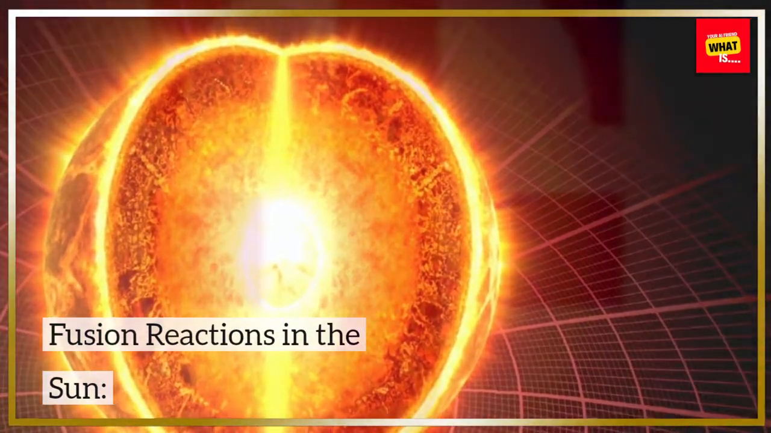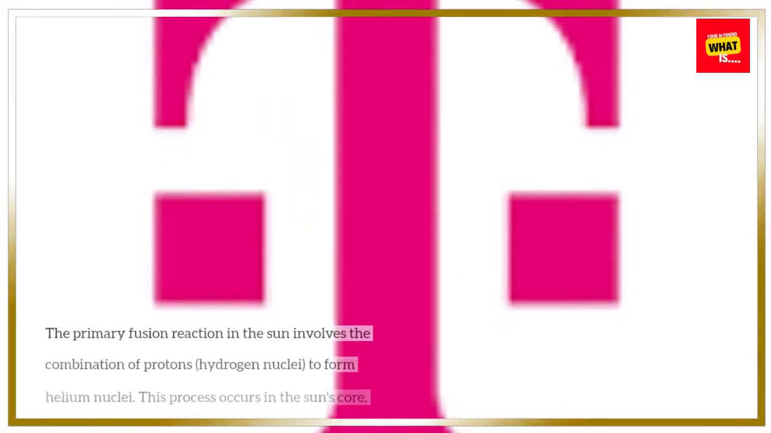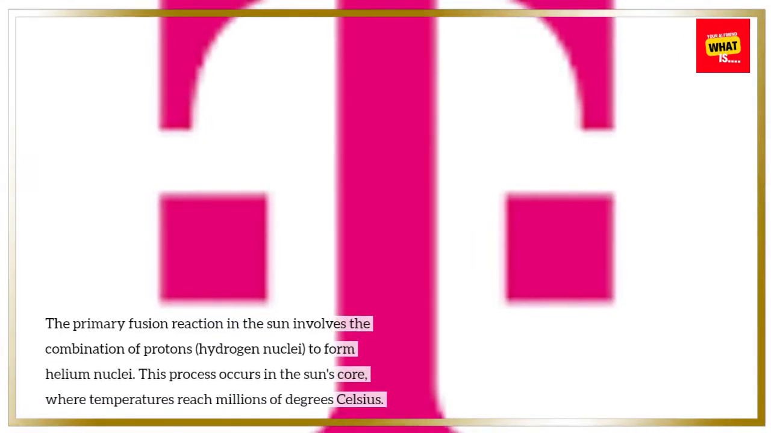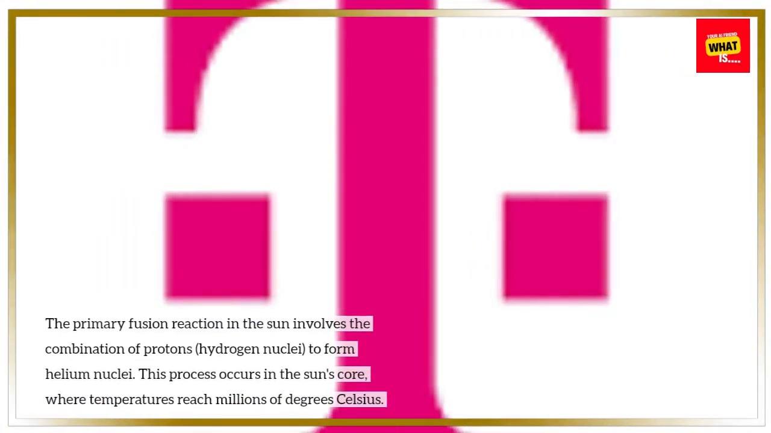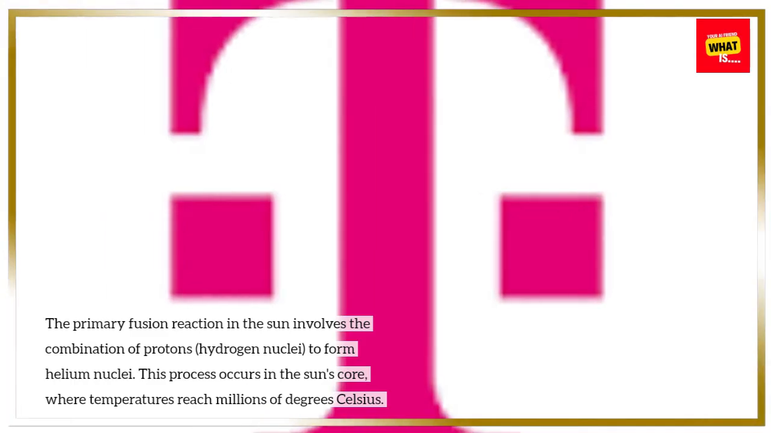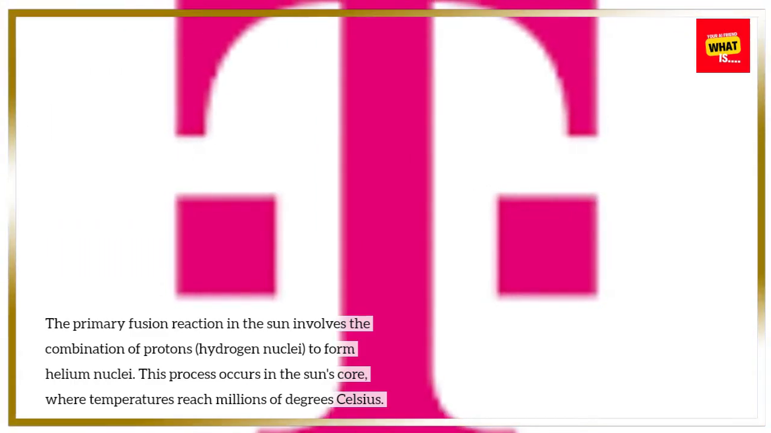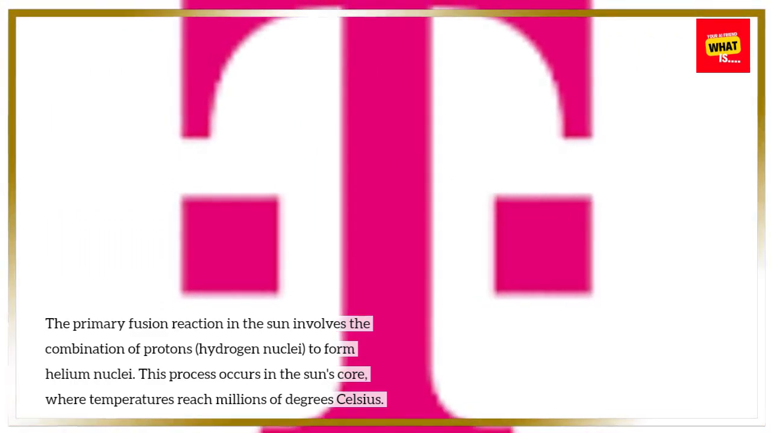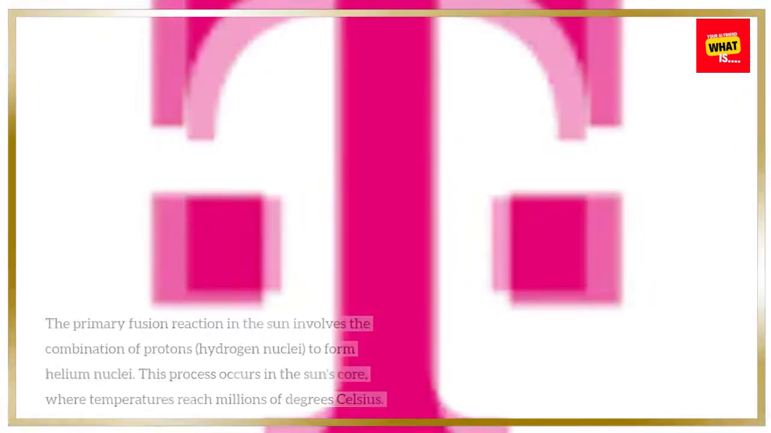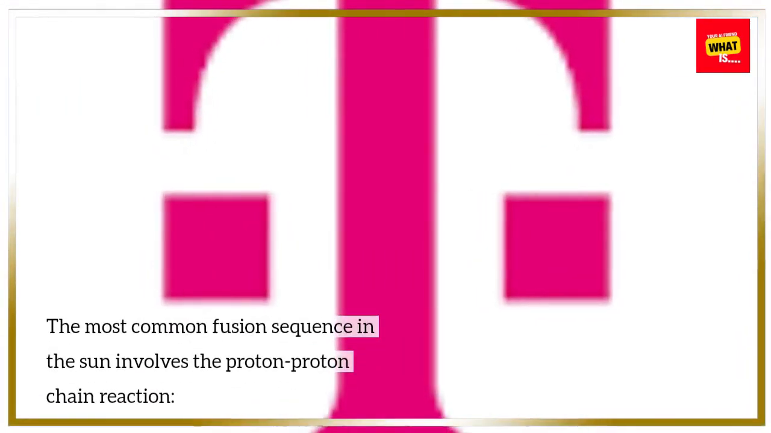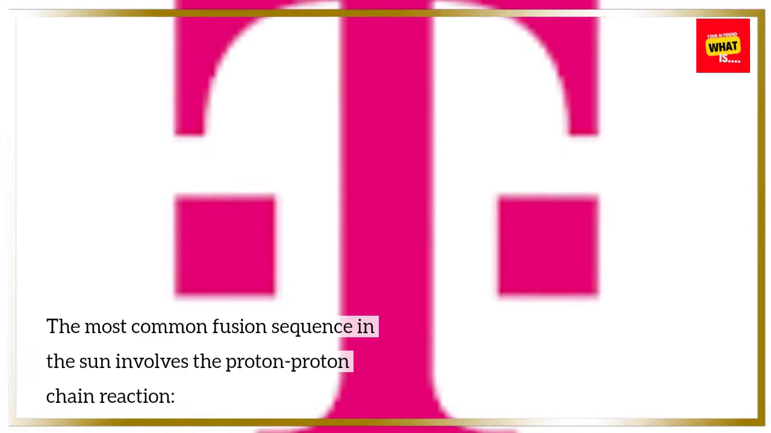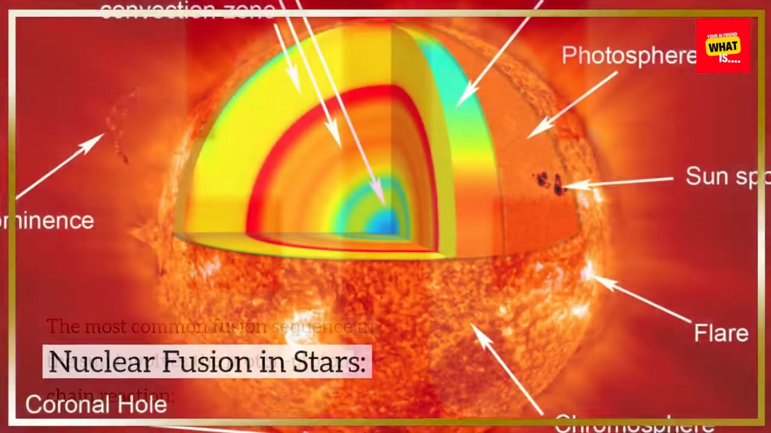Fusion reactions in the Sun. The primary fusion reaction in the Sun involves the combination of protons, hydrogen nuclei, to form helium nuclei. This process occurs in the Sun's core, where temperatures reach millions of degrees Celsius. The most common fusion sequence in the Sun involves the proton-proton chain reaction.